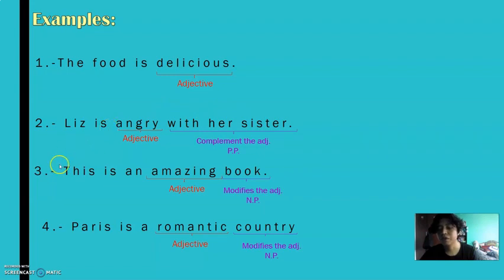Okay, and number 3 is "This is an amazing book." Okay, "amazing" is the adjective, and "book" is a noun phrase that modifies the adjective. Okay, and the last one, sentence number 4, says "Paris is a romantic country." "Romantic" is an adjective, and "country" is a noun phrase that modifies the adjective.